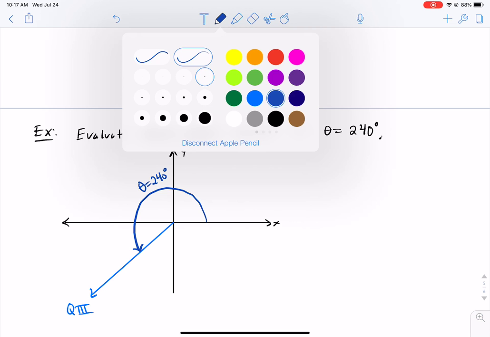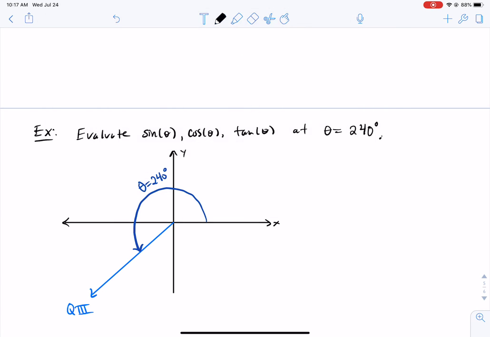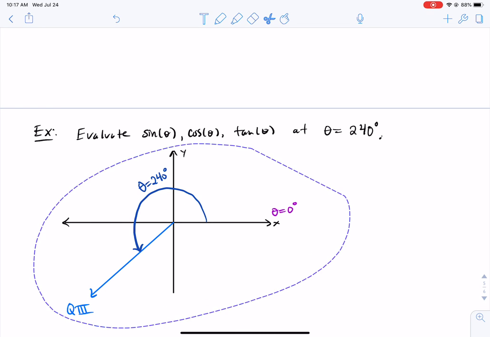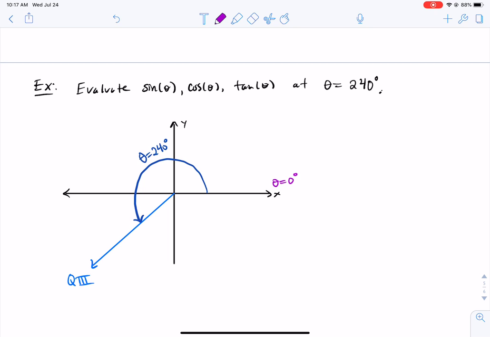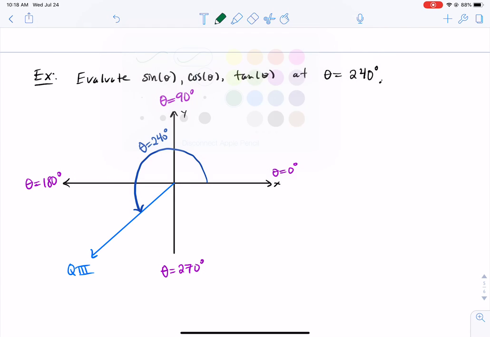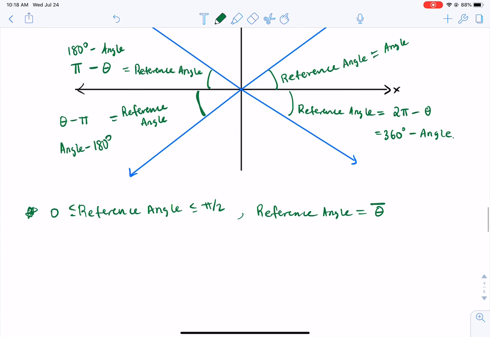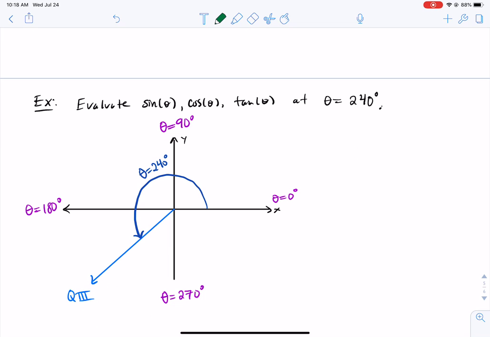These angles, I always like to write them out. Sometimes it's a waste of time, but this one here is 0 degrees. The one on top is 90 degrees, this one here is 180 degrees, and the one on the bottom is 270 degrees. So the reference angle in this case, according to the diagram I gave you, is going to be the angle minus 180.